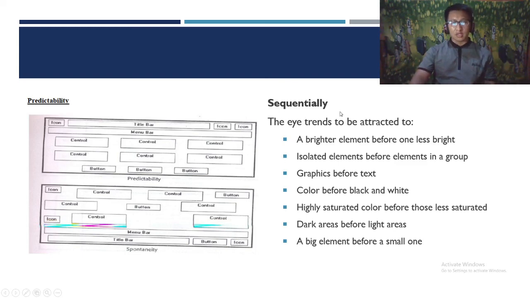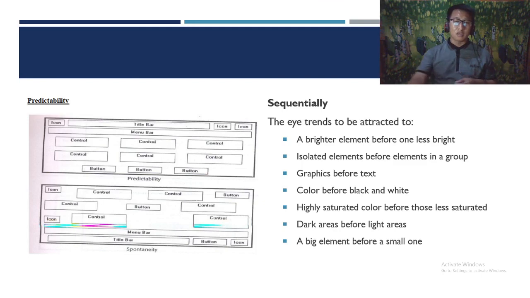Sequentially, these are the things that the eye tends to be attracted to. A brighter element before one less bright. Isolated elements before elements in a group. Graphics before text. Color before black and white. This is what the users prefer.